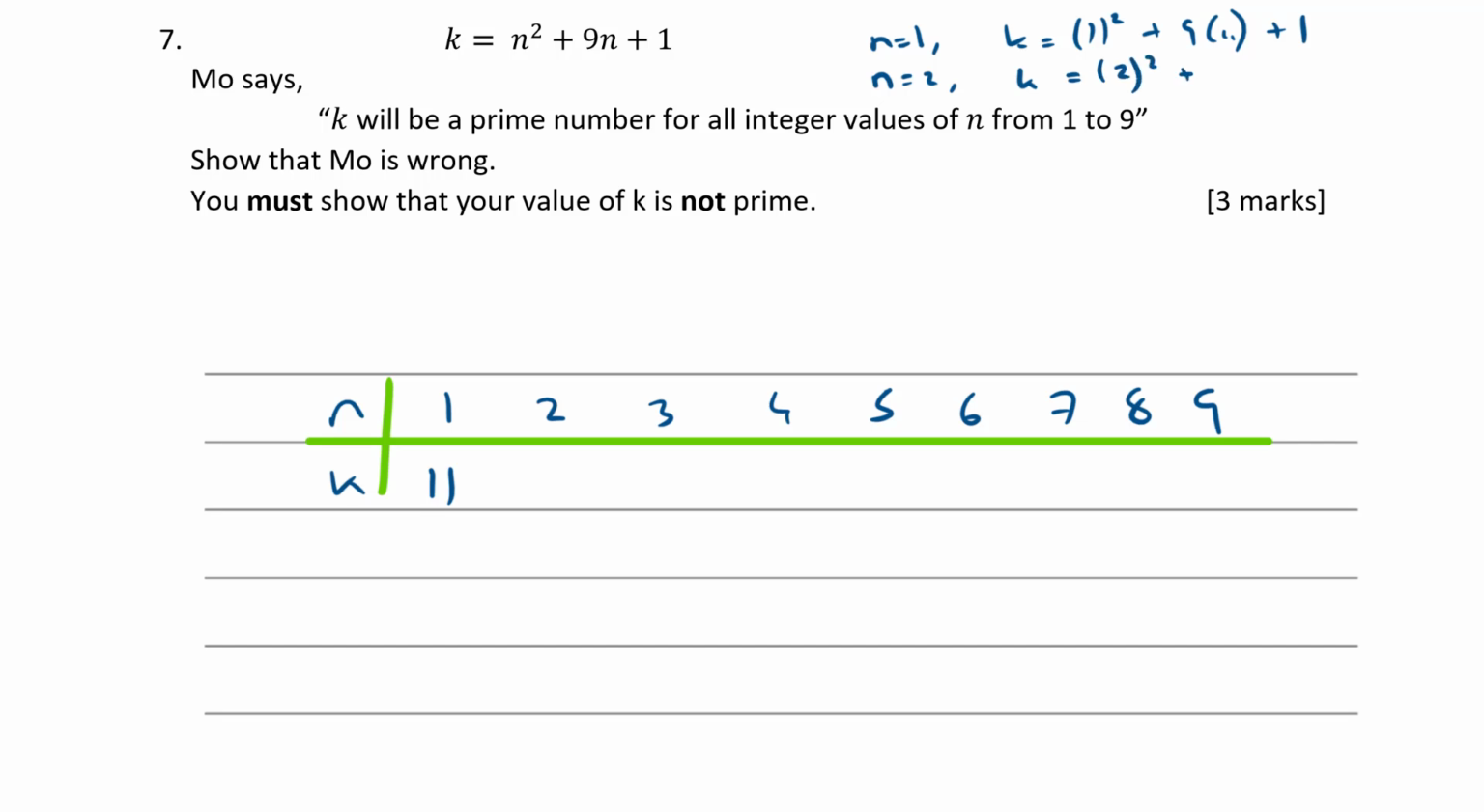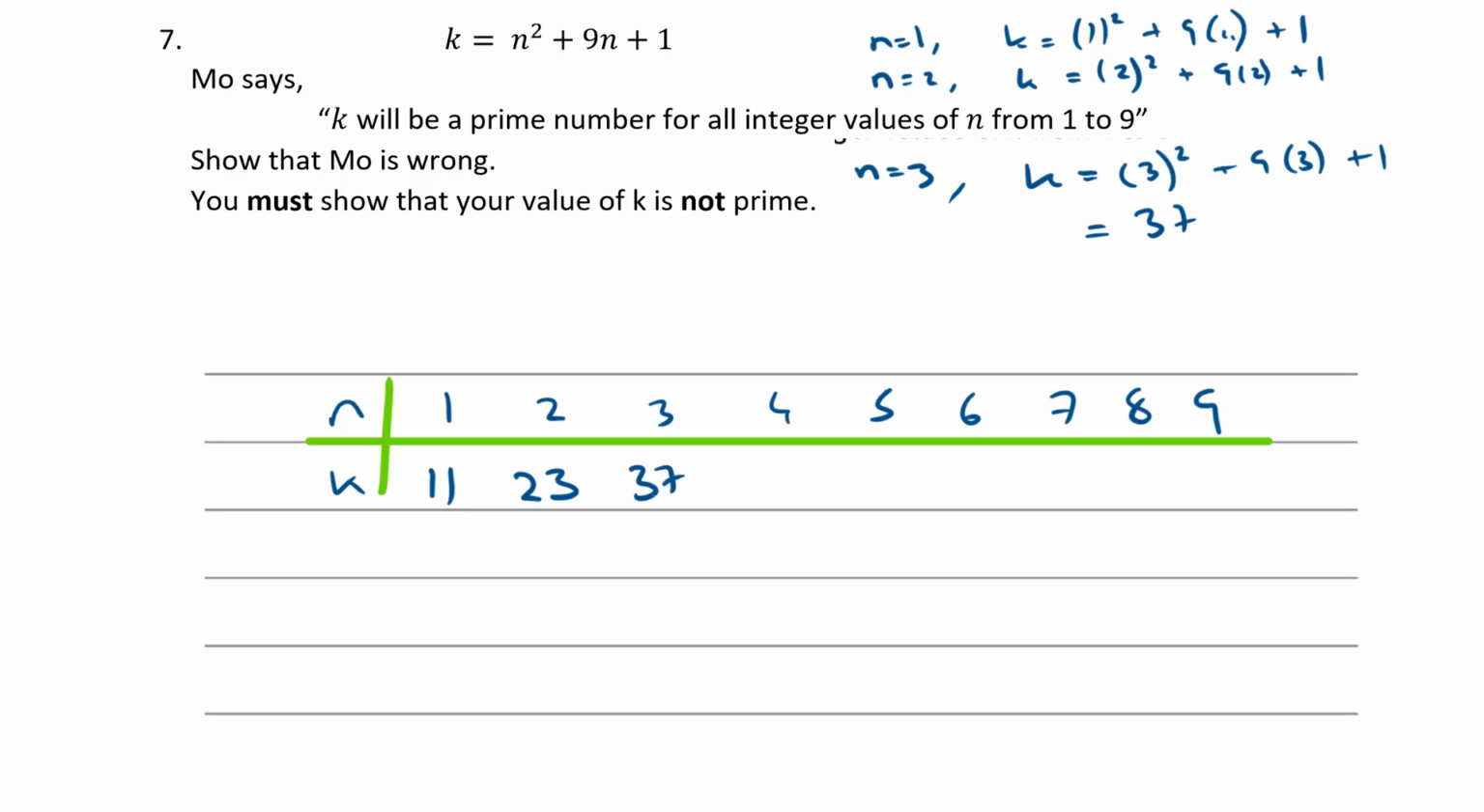So 2 squared plus 9 lots of 2 plus 1. So 2 squared is 4, 9 lots of 2 is 18, and 1. So 22, 23. 23 is also a prime. n is 3. What's k then? k is going to be 3 squared plus 9 lots of 3 plus 1. I don't have to do too many of these. So 9 plus 27, which is 36, plus 1, which is 37, which I think is also prime.